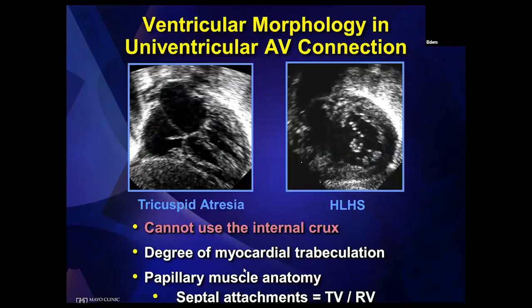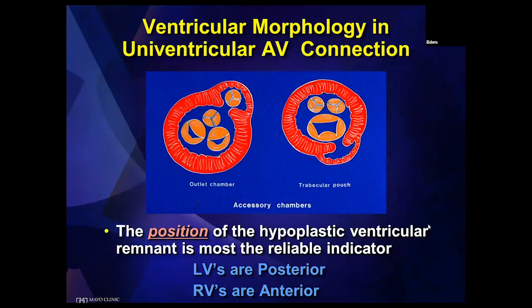It becomes challenging to use myocardial trabeculations because as we age, even patients with left ventricular morphology may have some prominent myocardial trabeculations. The papillary muscle anatomy can be quite helpful because an anatomic mitral valve will have no connections to the ventricular septum, while an anatomic tricuspid valve will have connections to the ventricular septum. So that may be one hallmark, but the most reliable hallmark to determine ventricular morphology is actually the position of the hypoplastic ventricular remnant chamber when we look at these examples.